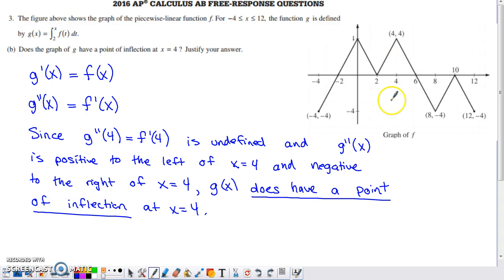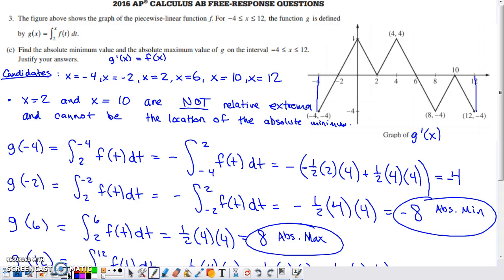So to the left of the x value of 4 on the graph of g, our graph's going to be concave up because of the positive second derivative value, and then to the right we're going to be concave down because of the negative second derivative value. So yes, because the second derivative changes signs as we pass the x value of 4, we do have a point of inflection at that x.